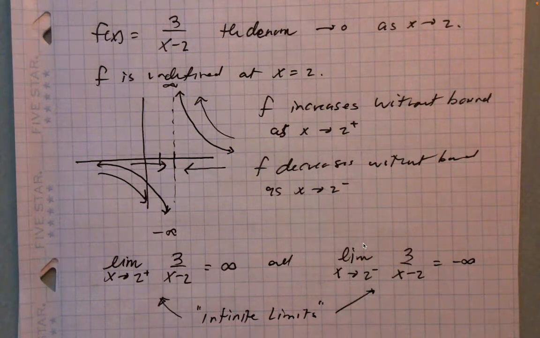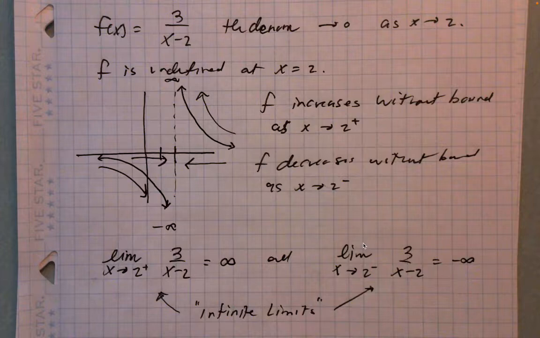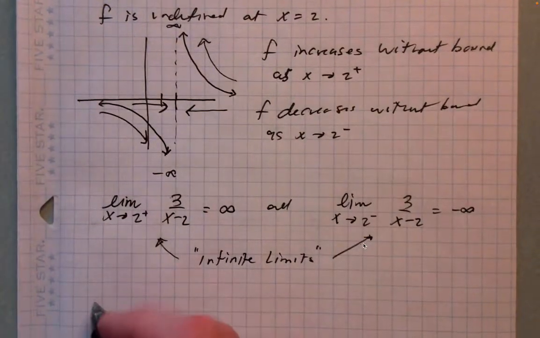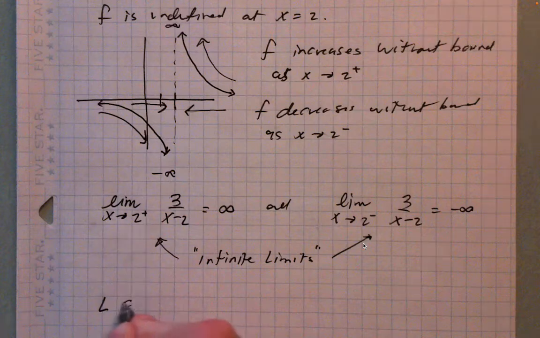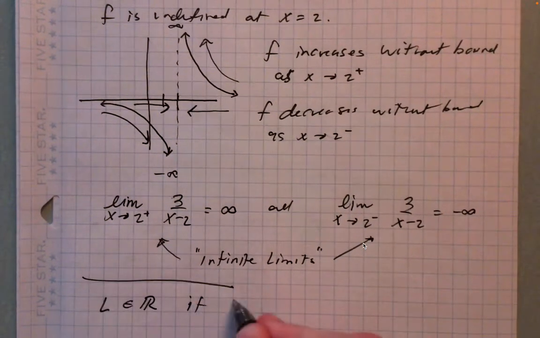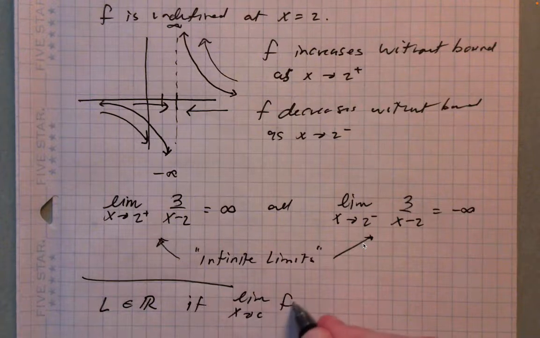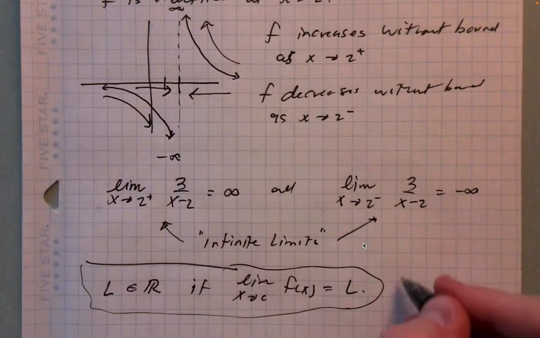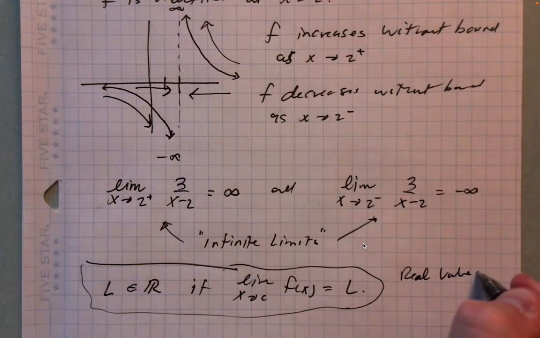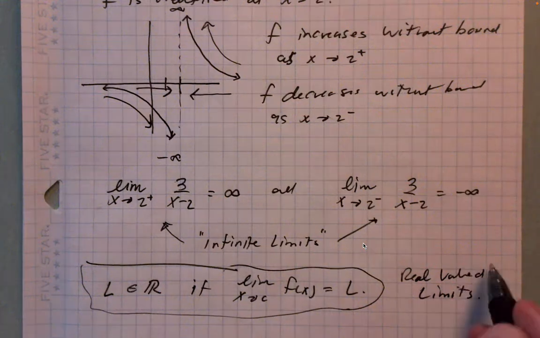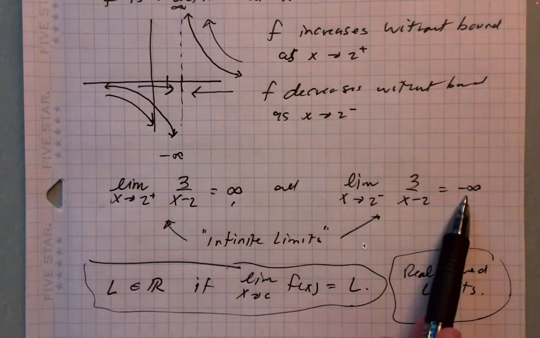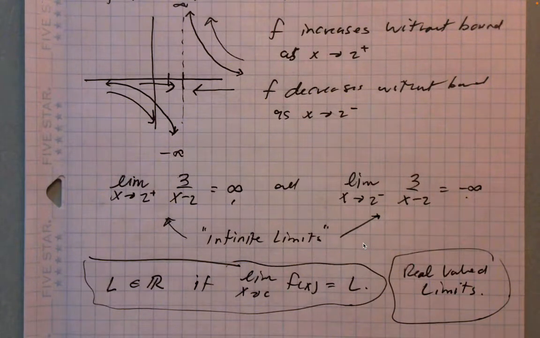Okay, so these are a different beast than the normal limit. They have a different definition altogether. If you recall, with the normal limits, the real valued limits, one of the conditions is that the value L has to be a real number if the limit as x approaches c of f of x equals L. Right, so that's a real valued limit. So this is something kind of different, because obviously this and this are not real numbers.